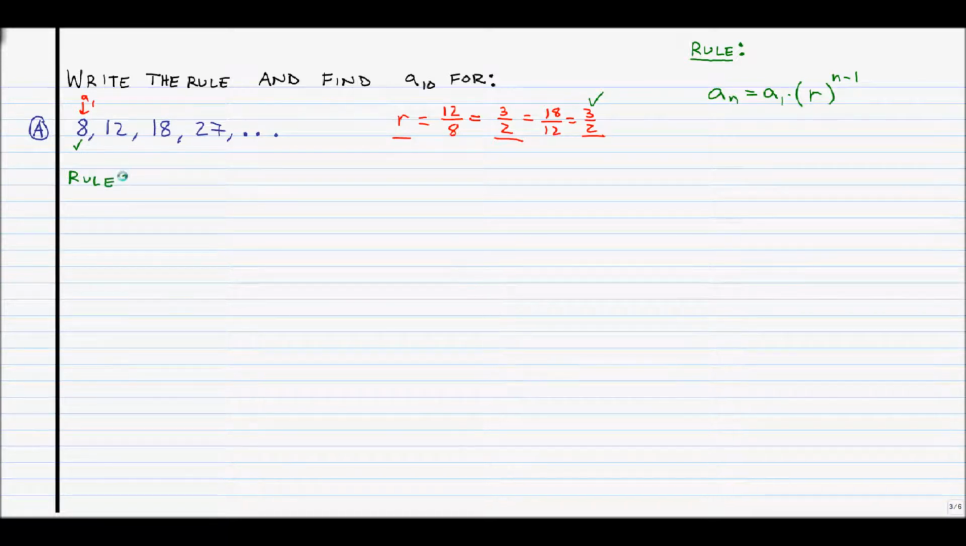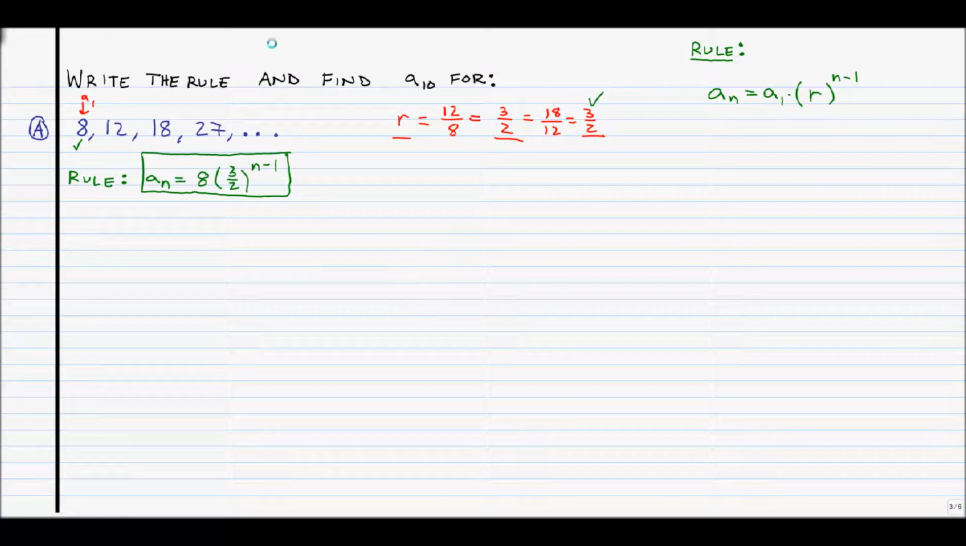Our rule is going to be a sub n. Always need a sub n because we're trying to find a rule for the general term. It's going to be equal to a sub 1 times R to the n minus 1 power. So just like with arithmetic sequences, our rule has an n in it because we want to be able to plug in an n for whatever term that we actually want. So lovely, we found our rule.